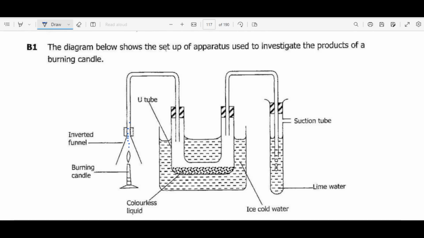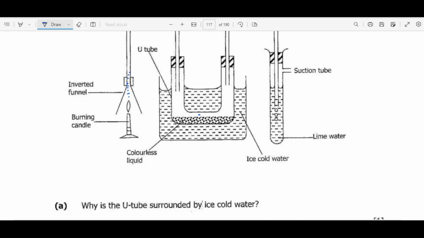We'll have question 1. The diagram below shows the setup of apparatus used to investigate the products of a burning candle. So we have the setup here, and we can see the burning candle, which is the combustion process. Then this combustion process is producing products that are passing through this tube into the U-tube, then up to the suction tube where we have lime water. Now let's have the first question.